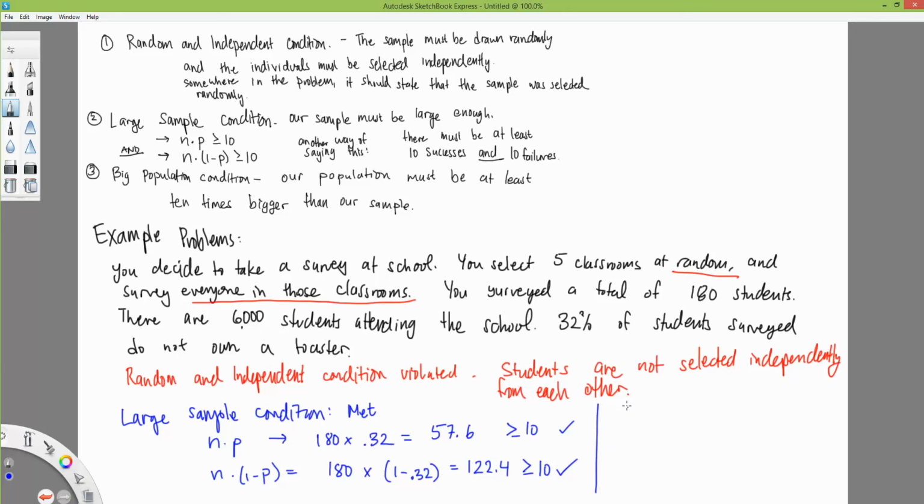Okay, and then the last one, big population, is that met? How big is our population? Population is 6,000 students, and our sample is 180. 180 times 10 is 1,800, and that's less than our population. Okay? So big population is met.